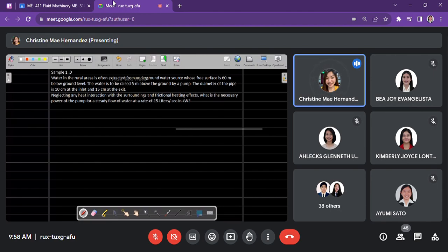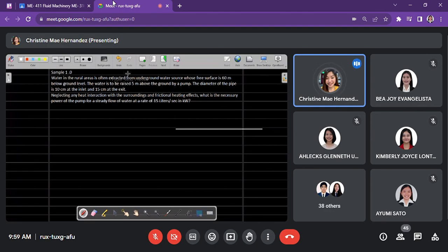So, ulitin ko sa sample problem number one. The water in the rural areas is often extracted from underground water source whose free surface is 60 meters below ground level. So, the water is to be raised 5 meters above the ground by a pump. The diameter of the pipe is 10 cm at the inlet and 15 cm at the exit. So, neglecting any heat interaction with the surroundings and frictional heating effects, what is the necessary power of the pump for a steady flow of water at a rate of 15 liters per second in kilowatts?